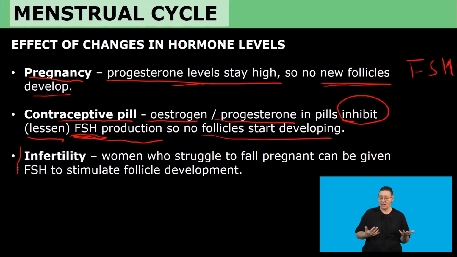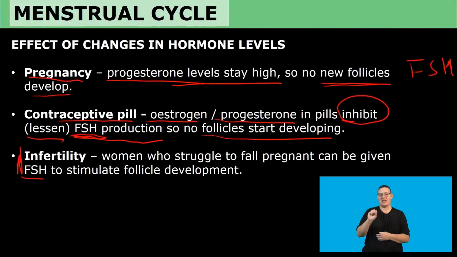When we speak about infertility, check this out. The women that struggle to fall pregnant, there might be other causes of infertility. But if this has to do with hormonal imbalances, this woman can be given FSH to stimulate follicle development. When they are given FSH, it means that follicles can develop faster, or more follicles can be formed, and this woman will be able to experience fertilization.